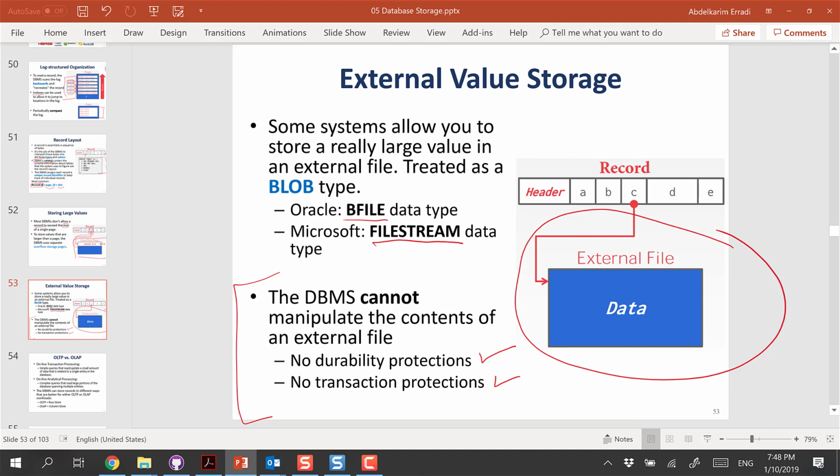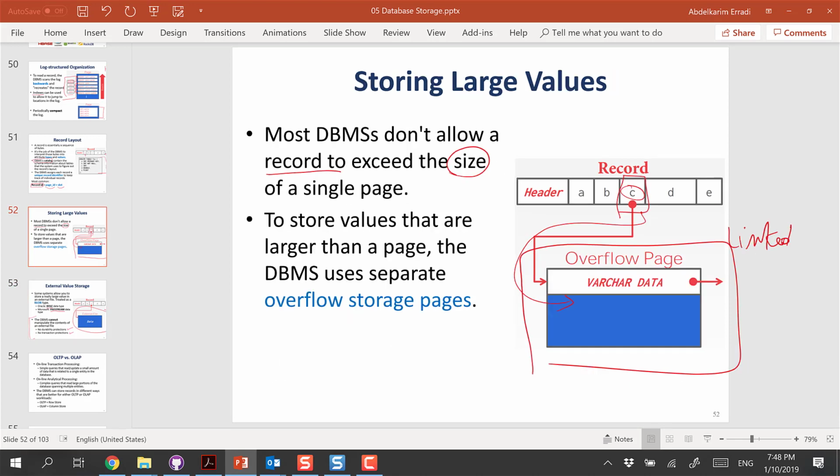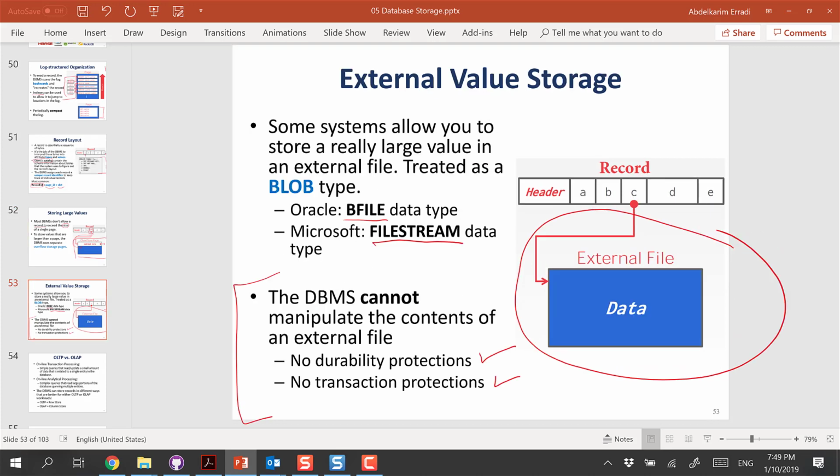Yeah? Just be aware that some databases have this feature. This is different than overflow pages. This is very, very different. In overflow pages, these are under the control of the database. You have durability, you have transactions, nobody can access this directly. It's under the control of the database. In here, this is outside the control of the database. Yeah? Okay, one last thing.